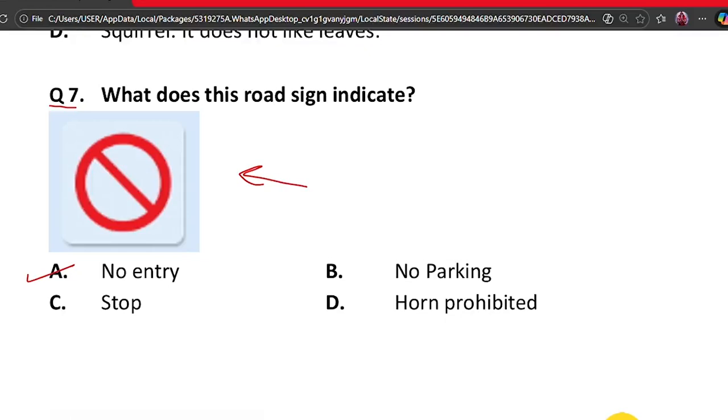The given road sign shows a restriction where vehicles are not allowed to enter. Such signs are used to maintain road safety and traffic rules. Since it clearly indicates entry is not allowed, option A is correct.